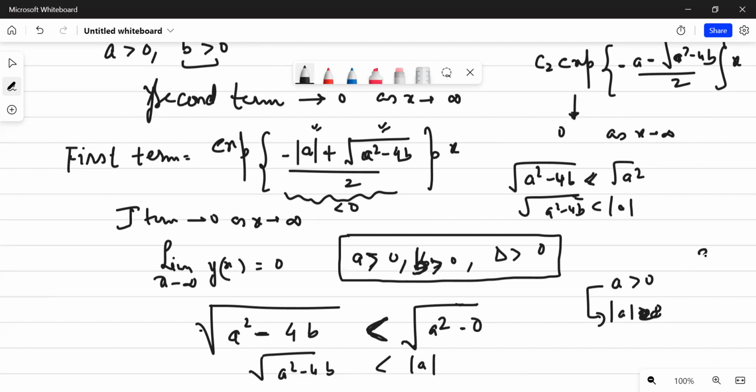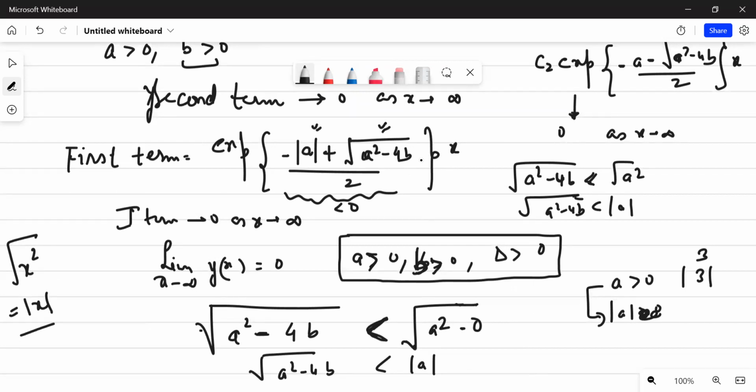ठीक है? अगर कोई चीज 3 है, मतलब पॉजिटिव है, तो 3 का मॉड लिखो चाहे 3 लिखो, बात एक ही होगी. But what is the thing? And always remember root over x square is modulus of x. इसलिए हम writing this modulus time and again. So instead of a, I have written mod a plus root over a square minus 4b divided by 2, times x. This was your first term.